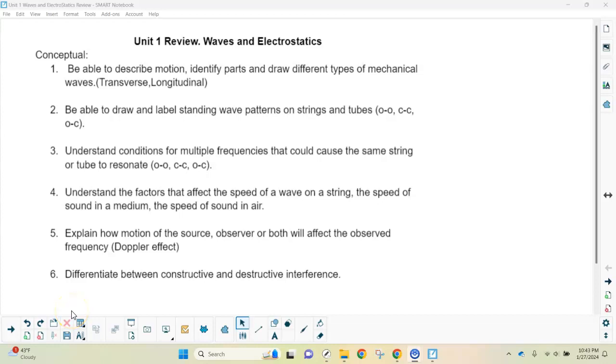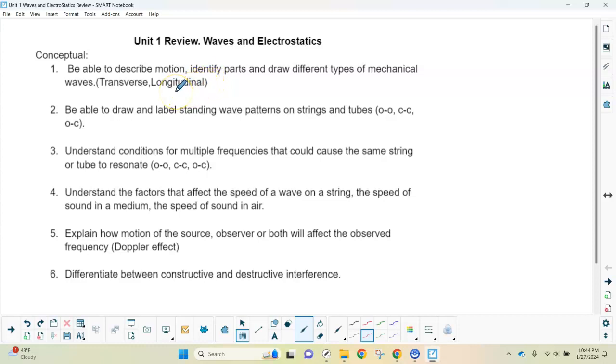Alright guys, so this is the test 1 review video that we're going to go over. So looking at the review, I broke it up in two parts. One is just a conceptual section and the other one is the problems. So we'll spend more time on the problems, but just getting into the conceptual ideas.